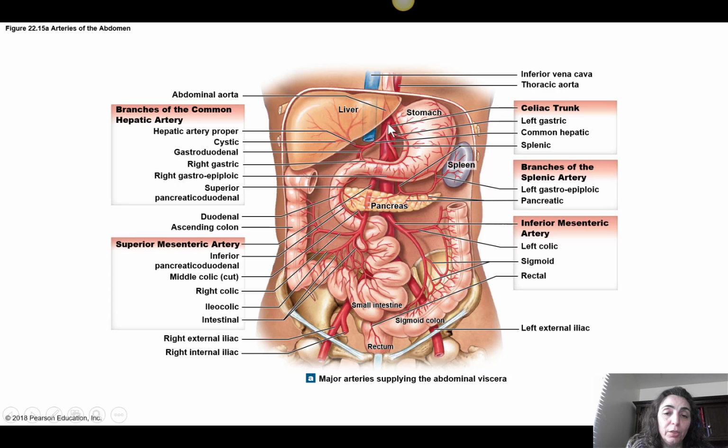And here you see the celiac trunk, that after the diaphragm is separating right here, right below the diaphragm, and makes these three branches that you see: the left gastric here, common hepatic, and the splenic.